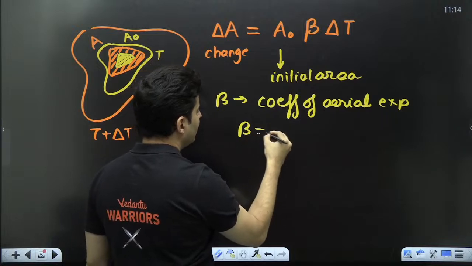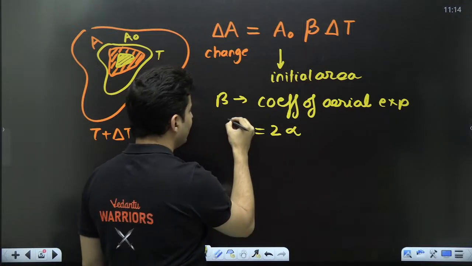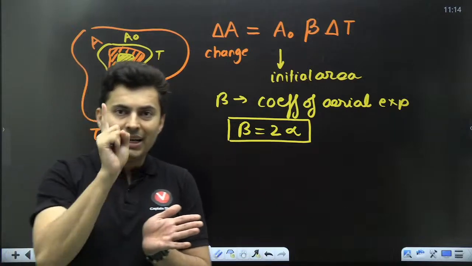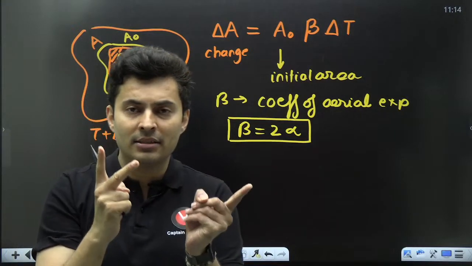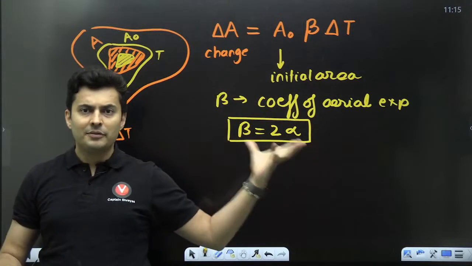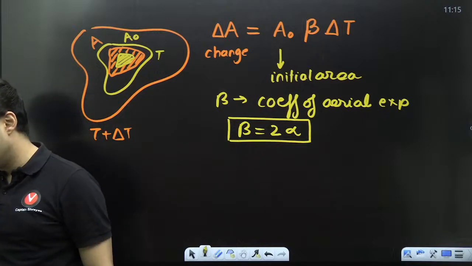Areal expansion again depends on the material. Also keep in mind that beta is 2 times alpha. This is a very important result which you should know. Length is in 1 dimension, area is in 2 dimensions, so area is twice of the length. So that is the formula which relates alpha and beta.